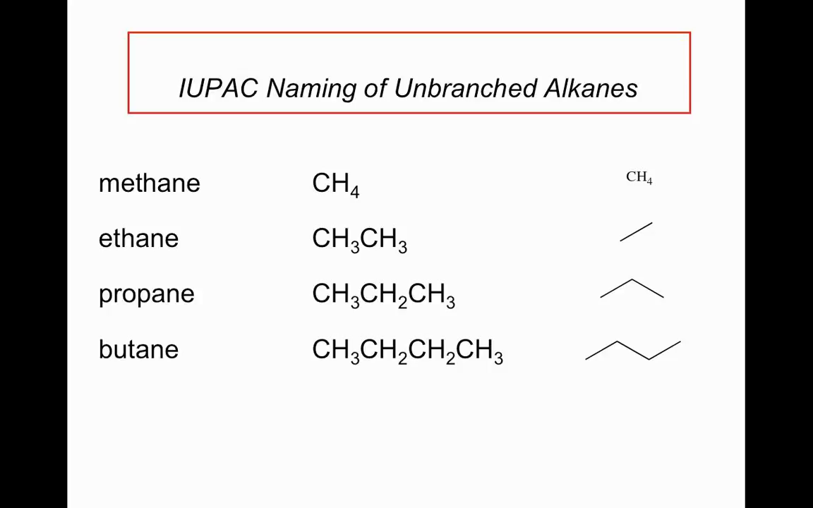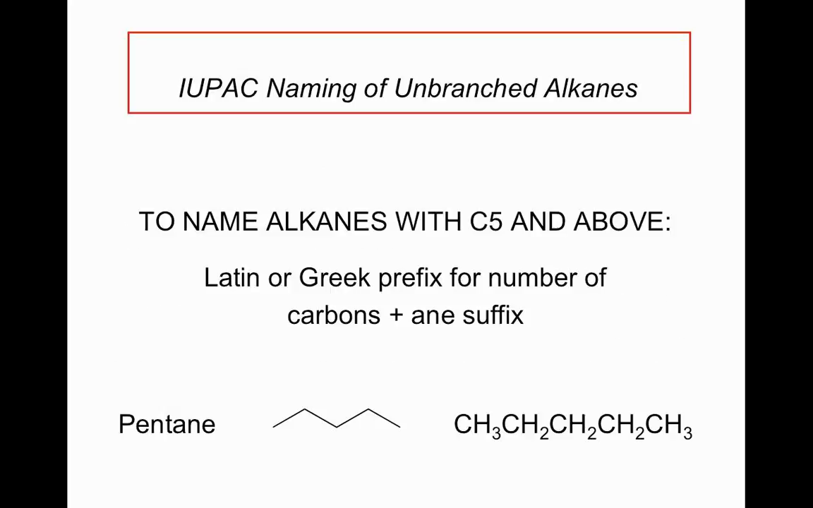Notice that for methane, there is no bond line formula because methane consists of only one carbon atom with 4 hydrogens, so there's nothing to draw a line between. Starting with pentane, C5H12, alkanes have a systematic naming structure based on Latin or Greek prefixes combined with the suffix ane. So here we see pentane, C5H12, which has P-E-N-T, pent, in the prefix. That tells us that there are 5 carbons in this alkane.